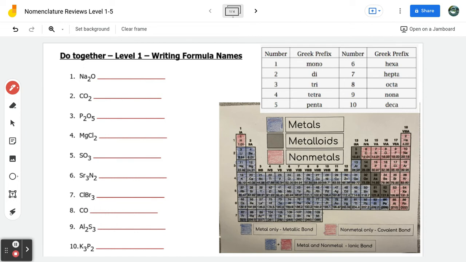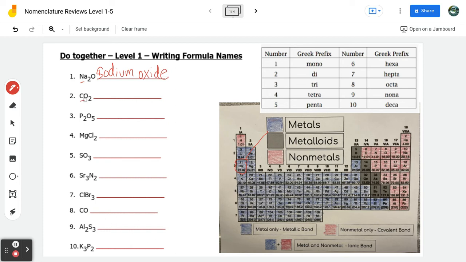So you always need to take a look at the first element, find it on your periodic table. Here's Na, and decide what kind of element it is. Na is a metal because it's blue according to my color code. Blue are metals. If it starts with a metal, it will not need prefixes, and you will simply write the name of each part. So Na is sodium. O is oxygen, but your second element you change to ide, so sodium oxide.